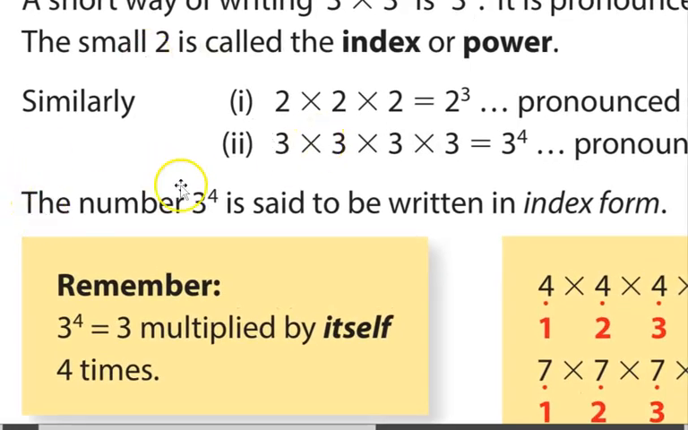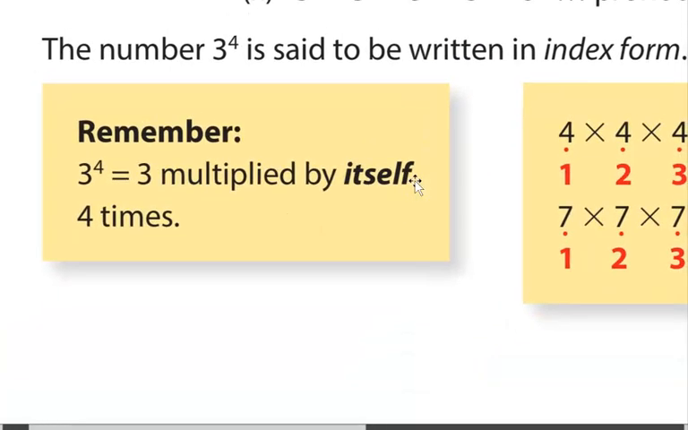The number 3 to the power of 4 is said to be written in index form. Remember, 3 to the power of 4 is 3 multiplied by itself 4 times. So it's not 3 times 4, it's 3 multiplied by itself 4 times.